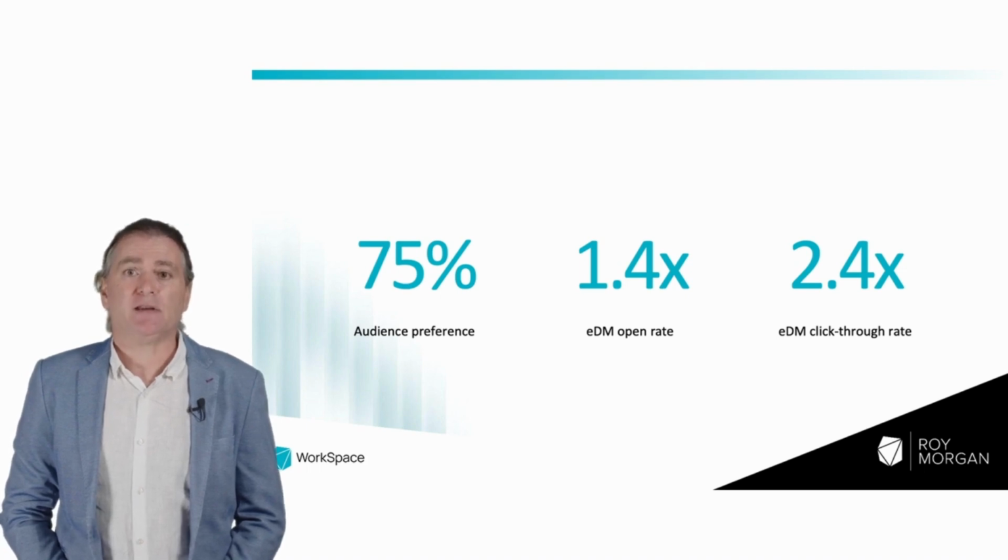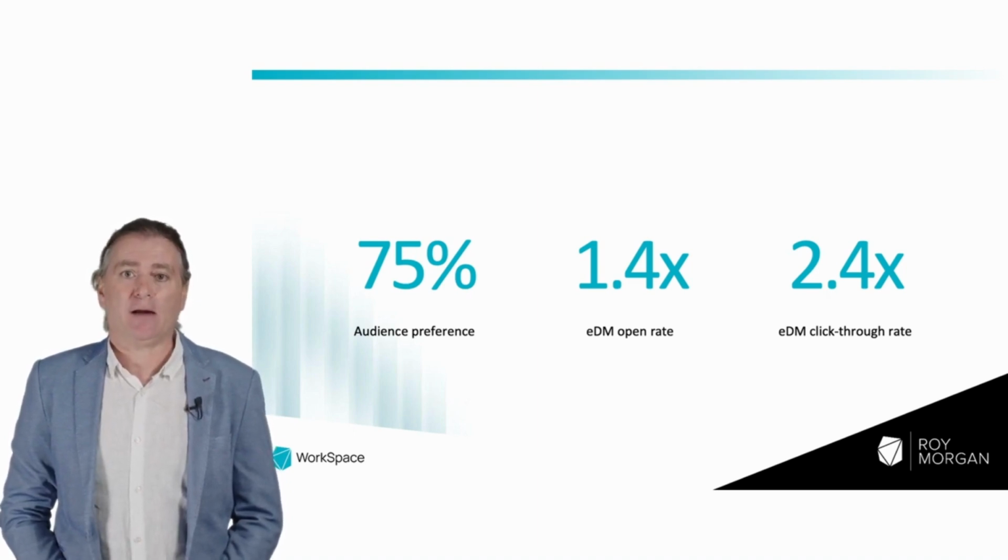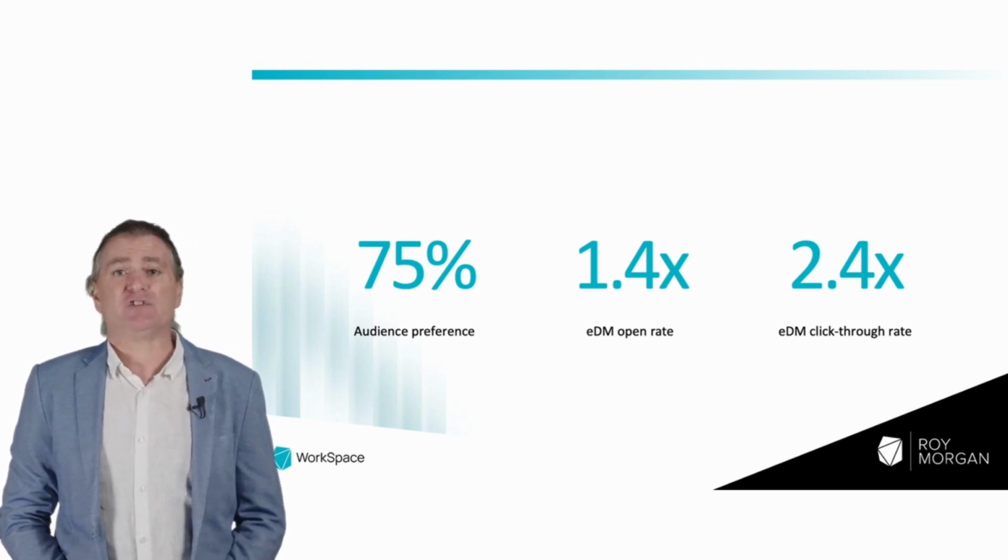Next, we conducted an EDM A/B test with one of our agency partners, where half the recipients received an EDM written by the agency's creative team and the other half an EDM written by our copy engine. The result? WorkSpace's EDM open rate was 1.4 times higher and click-through rate 2.4 times greater than the agency EDM.